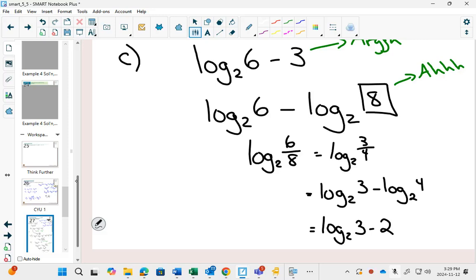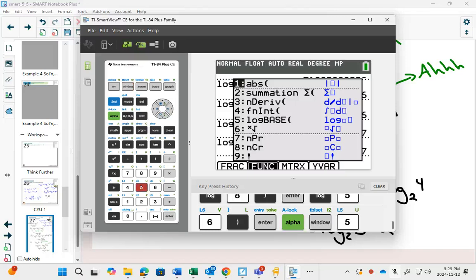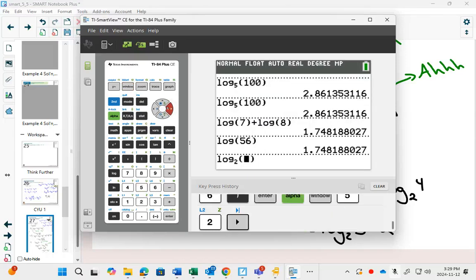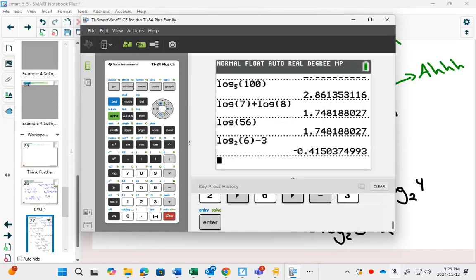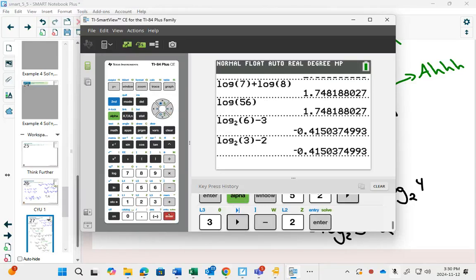And if the multiple choice question was log 2 of 6 minus 3 is equal to, and they give you a bunch of options, and one of them was log 2 of 3 minus 2, they don't look alike at all, but if we type them into our calculator, log base 2 of 6 minus 3, and then I take log base 2 of 3 minus 2, notice that we get the exact same answer.